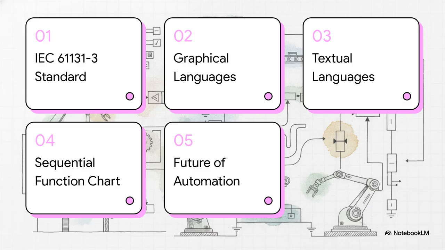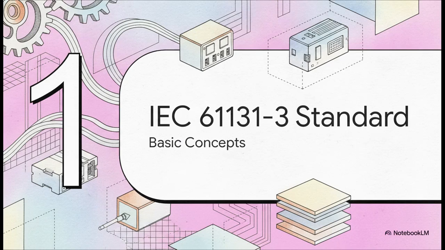Here's our agenda for this explainer. 1. The IEC 61131-3 International Standard. 2. Graphical languages. 3. Textual languages. 4. Sequential function charts. And 5. The future of industrial automation. Let's dive right into Section 1, the IEC 61131-3 Standard Basic Concepts.